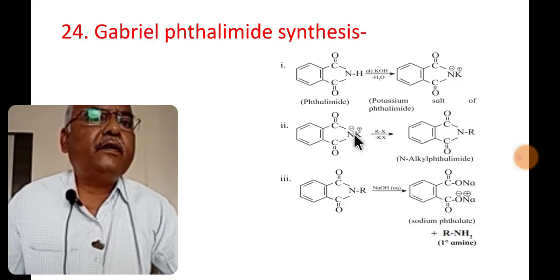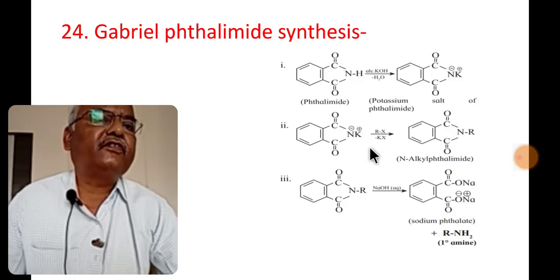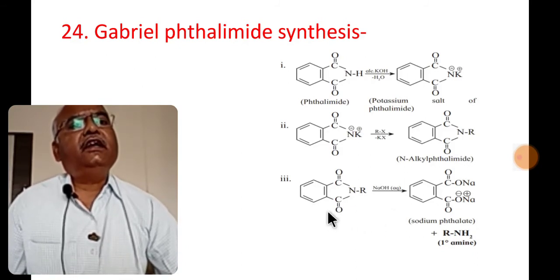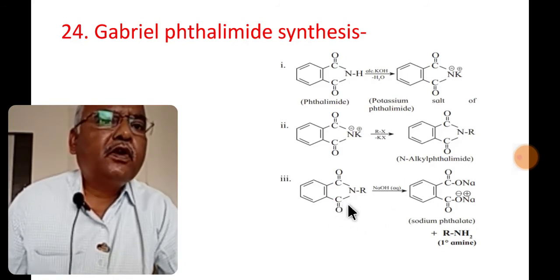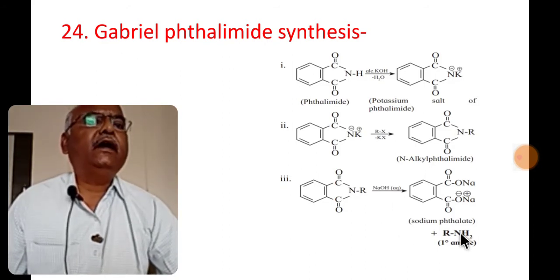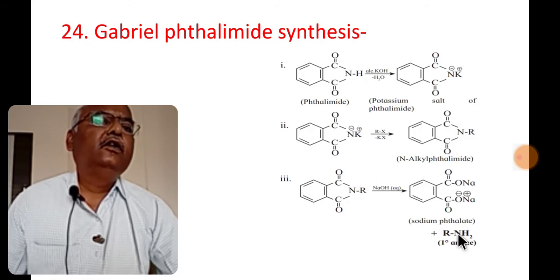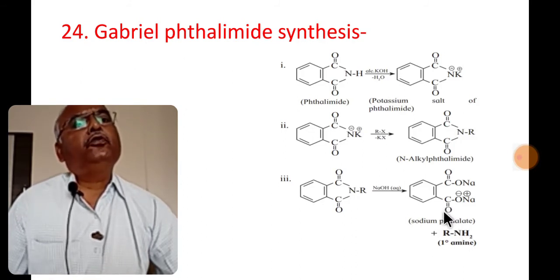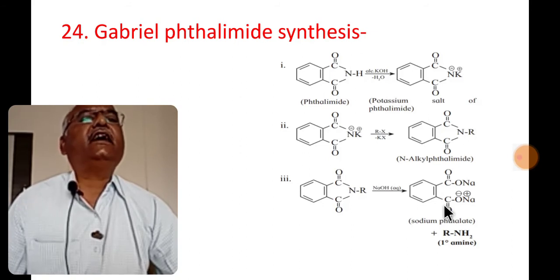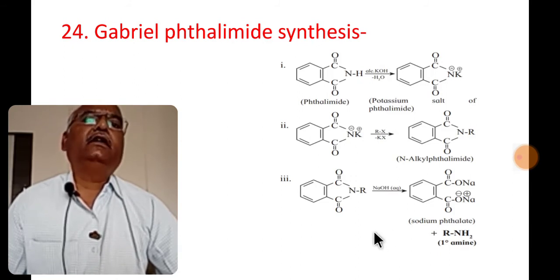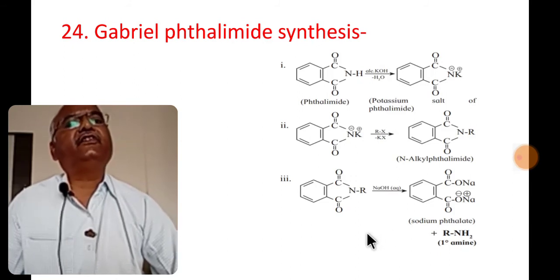Here K plus is replaced by R. This N-alkyl phthalimide on treatment with NaOH gives primary amine and sodium phthalate. Sodium salt of phthalic acid is produced. So this is an important reaction, Gabriel phthalimide synthesis.